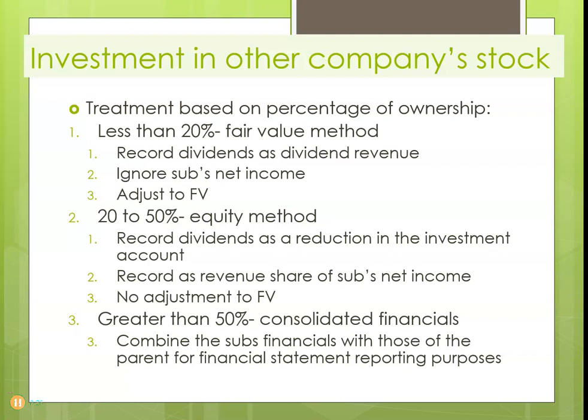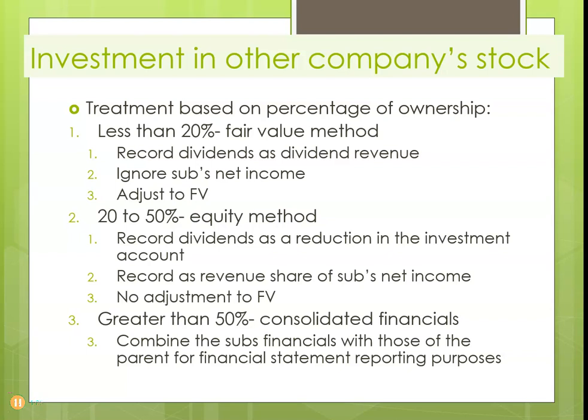Now, when we invest in another company's stock, there are three ways it can be treated, and it's all based on percentage ownership. If we buy less than 20% of another company's stock, then we use the fair value method. We're going to record the dividends as dividend revenue. We're going to ignore the sub's net income, and we're going to adjust to fair value whenever the value changes. Now, however, any adjustments for unrealized gains or losses are part of net income. It does not go to other comprehensive income like it does with debt securities. It goes to the income statement.